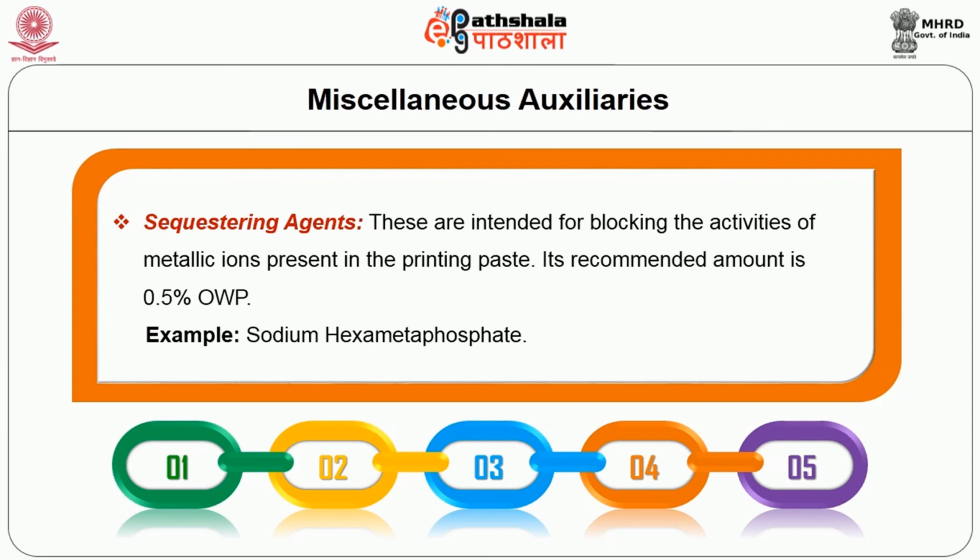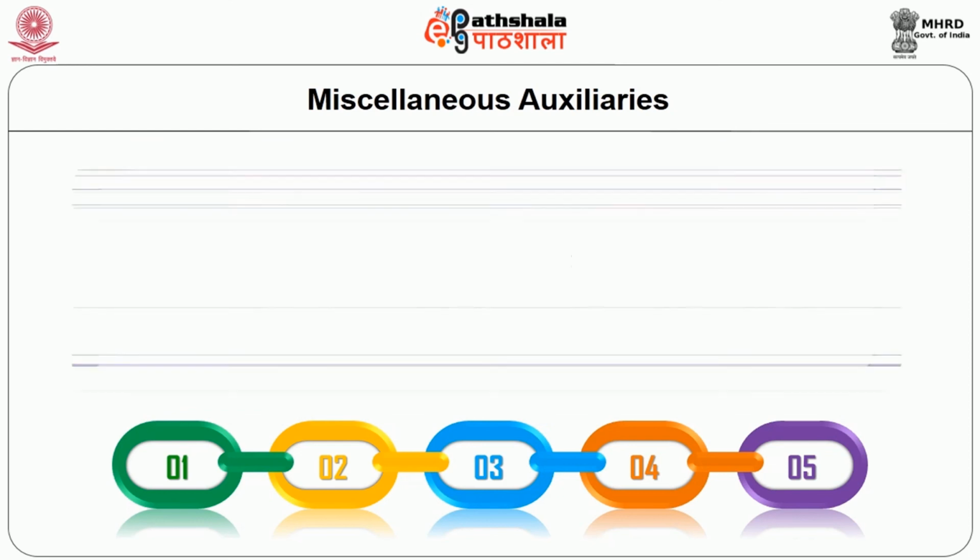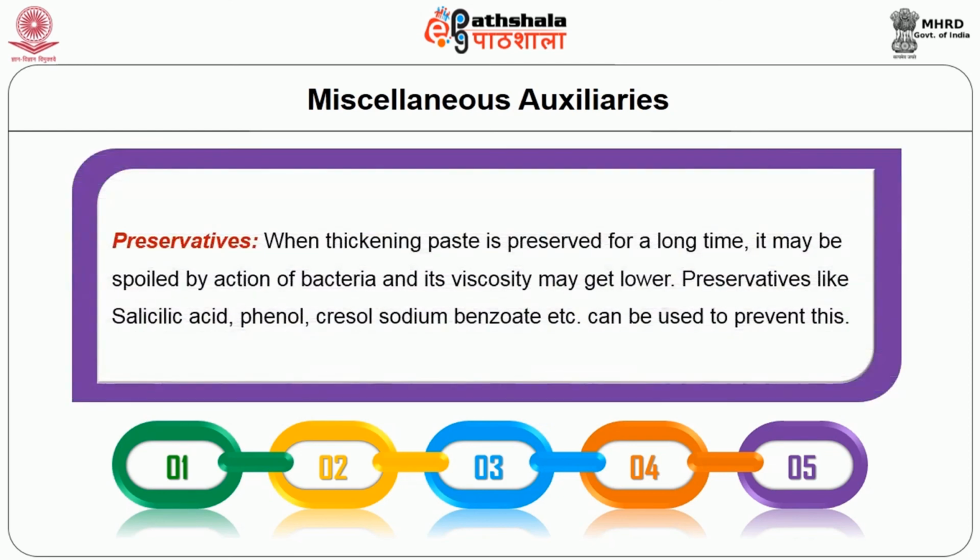Example, sodium hexametaphosphate. Preservatives. When thickening paste is preserved for a long time, it may be spoiled by the action of bacteria and its viscosity may get lower. So, preservatives like salicylic acid, phenol, cresol, sodium benzoate, etc. can be used to prevent this.